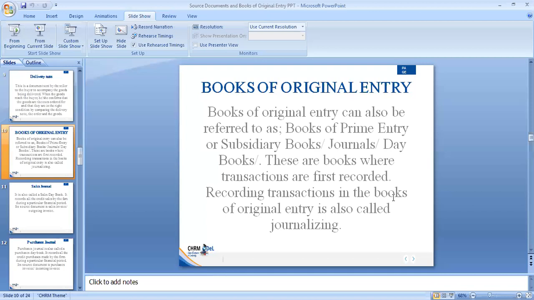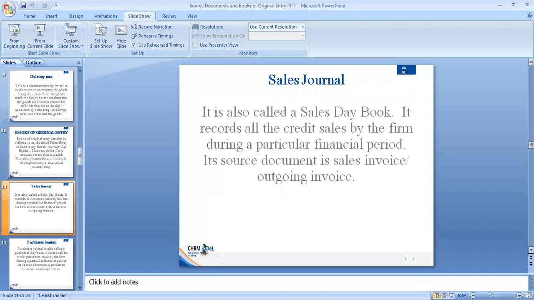So they are the original books, because that is where the transactions were first entered. In the next slides, we are going to see what these books of original entry are that we are referring to. So the books of original entry, number one, we have what we call the sales journal or the sales day book.